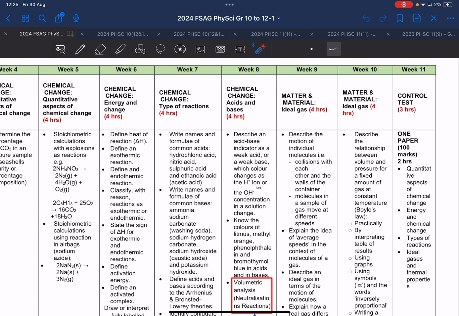Then you write on quantitative aspects of chemical change, mole tables, mole calculations, that chapter. Then also energy change, that is the endothermic and exothermic graphs. Then types of reactions, this is the acid-base reactions as well as the redox reactions, that's going to be obvious. And then the gases, this chapter that we are on now.